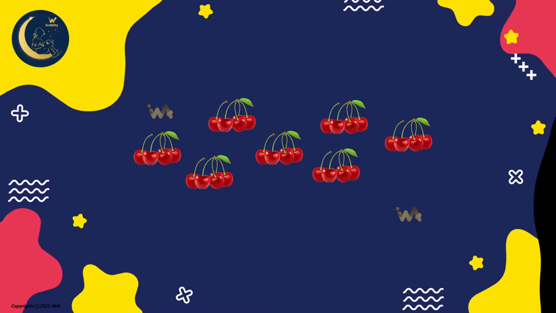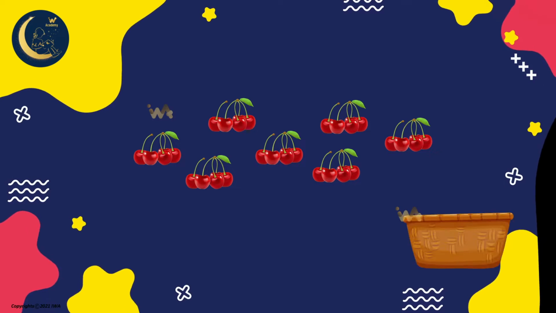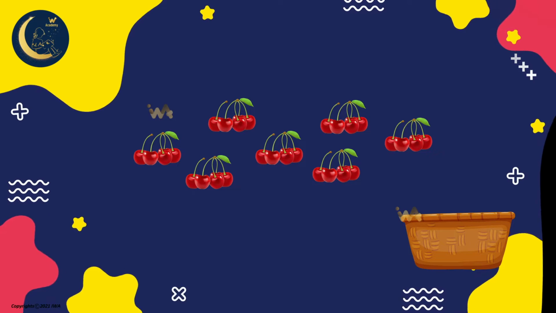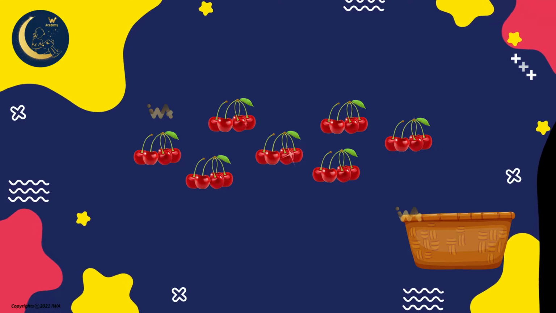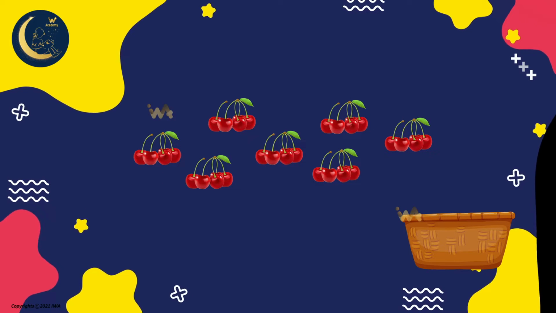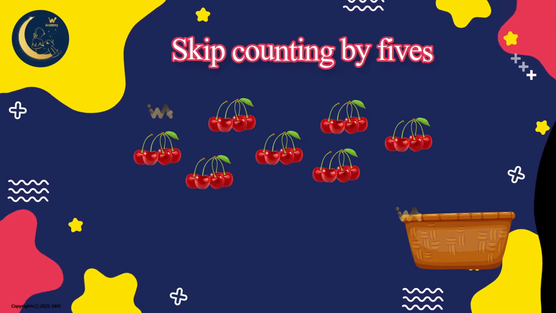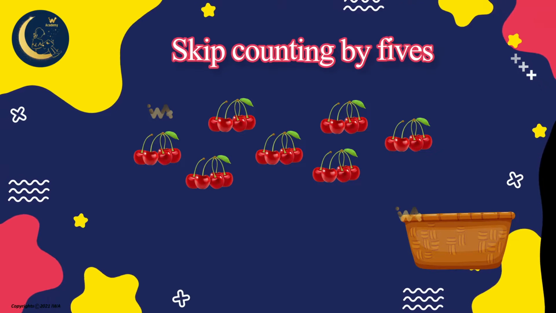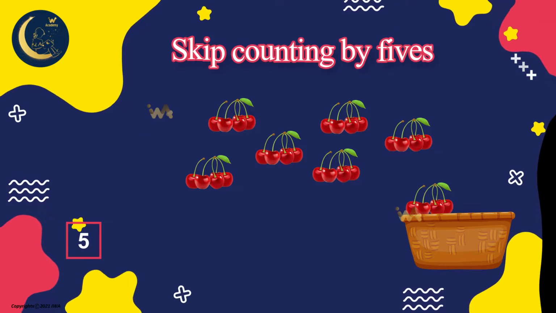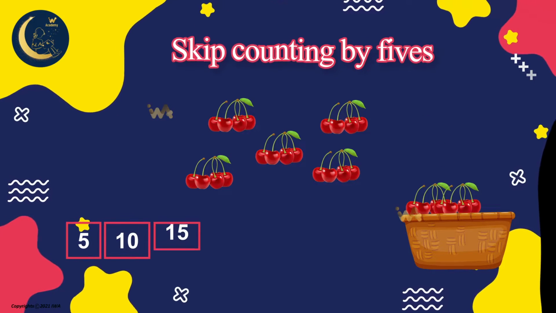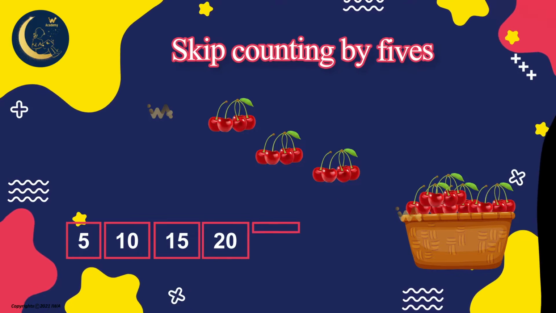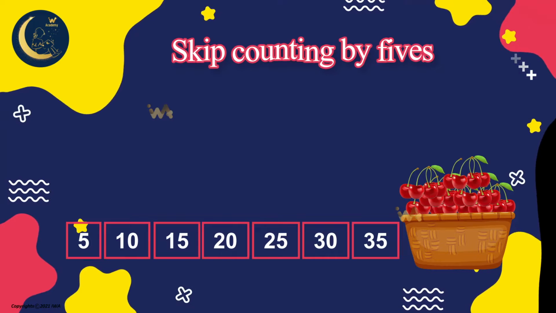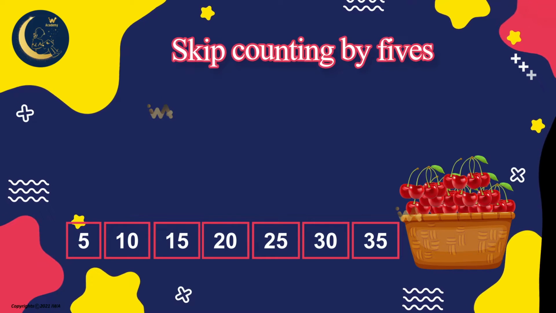Wow, look at these cherries. We want to count these cherries and put them in this basket. How do we count them quickly? Do you notice that in each group there are 5 cherries? So we can skip count by fives to count the cherries quickly. Let's count together. 5, 10, 15, 20, 25, 30, 35. Well done. We have 35 cherries.